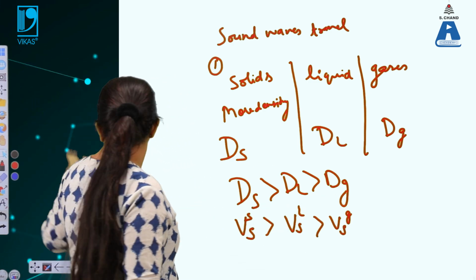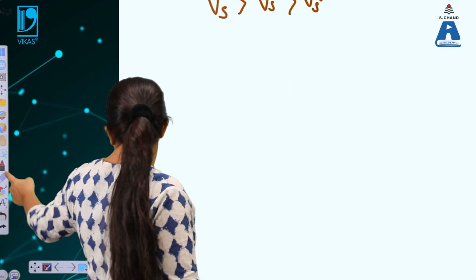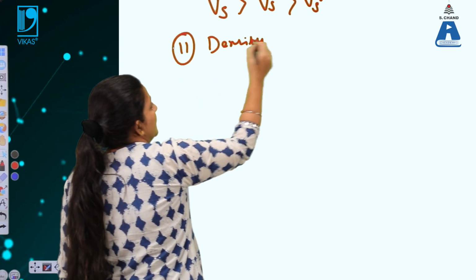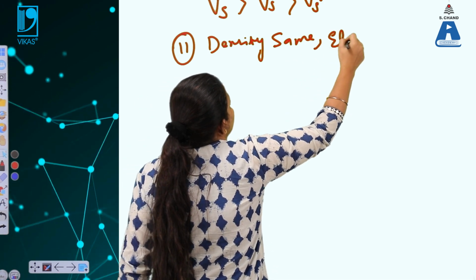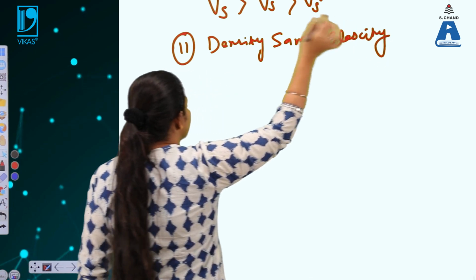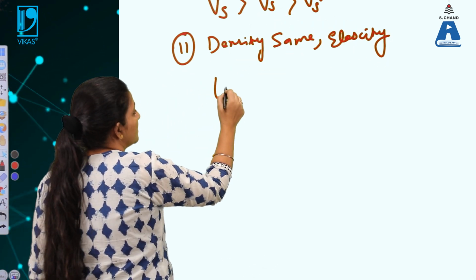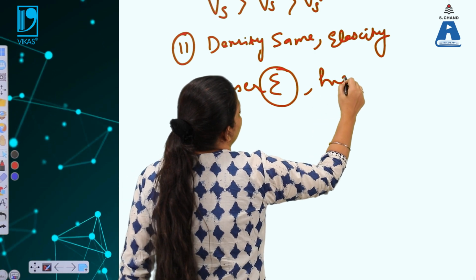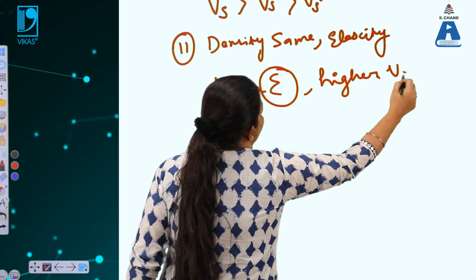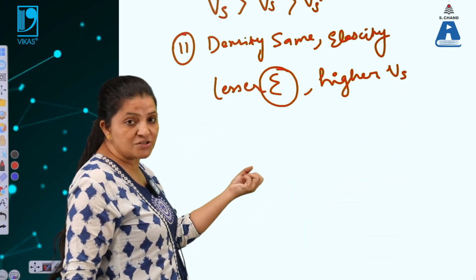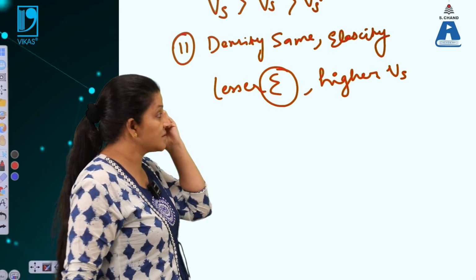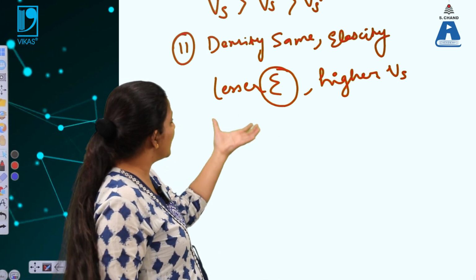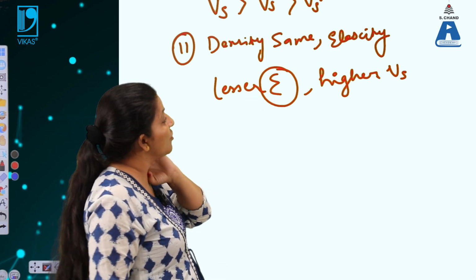Now second part, make the density same. Now the density is same and elasticity is different. Elasticity of the system is different. Now density is same, lesser the elasticity. If elasticity of the system is smaller, higher will be the velocity of the sound waves. Now why is this so? Lesser elasticity means information can be passed from one system to another very quickly. So lesser is the elasticity, higher will be the velocity of the sound waves.